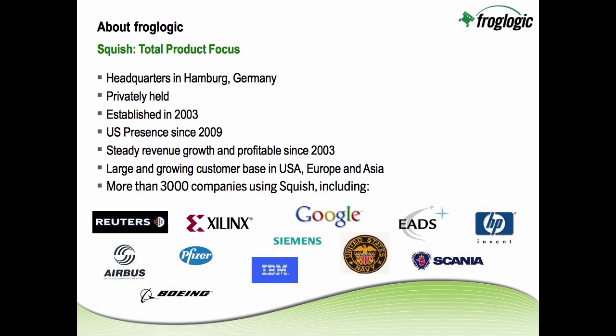For those of you not familiar with froglogic, we're headquartered in Hamburg, Germany, and are privately held. We were established in 2003 and have had steady revenue growth and been profitable since we were established. For anyone in the Americas, we've had U.S. presence since 2009, and we have a large and growing customer base throughout the world. The icons below represent some of the more than 3,000 companies currently using Squish.